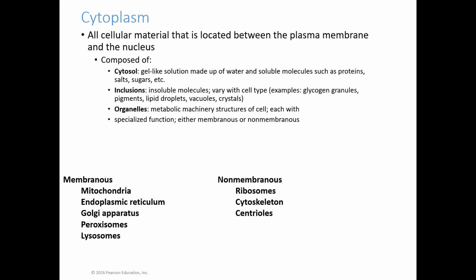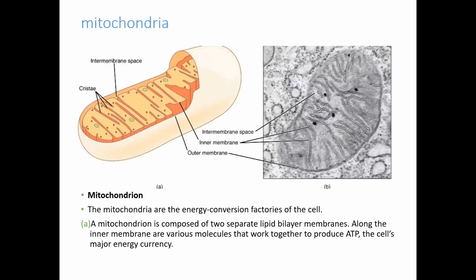The Golgi apparatus, what are known as the peroxisomes and the lysosomes. We also have the ribosomes, the cytoskeleton, and something called the centrioles. We'll talk about these here.